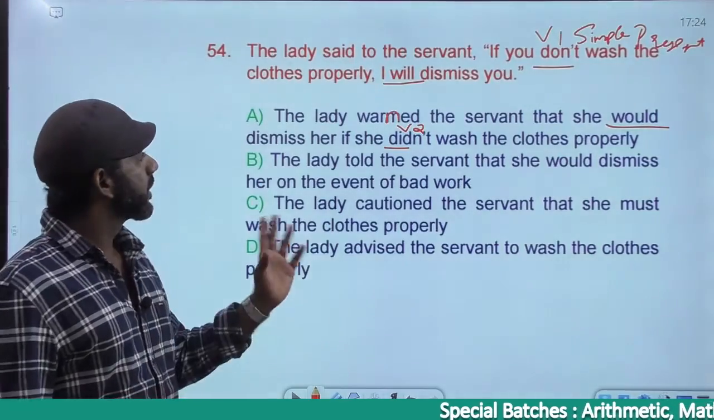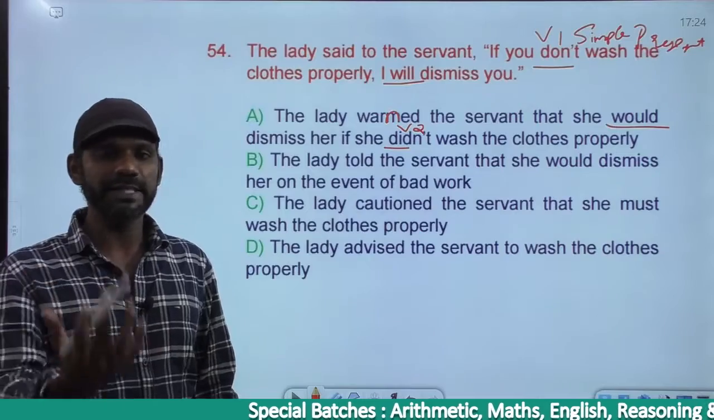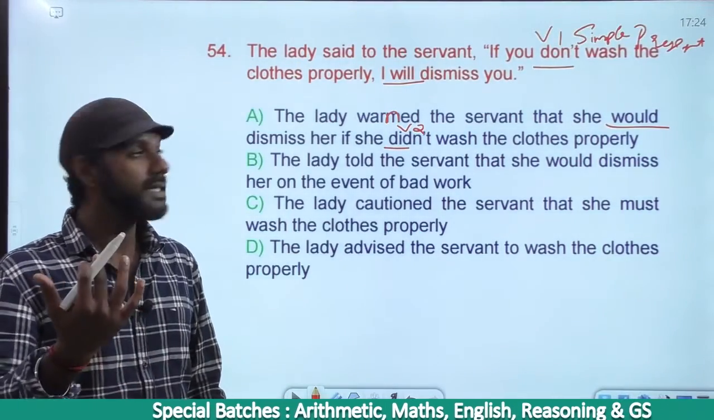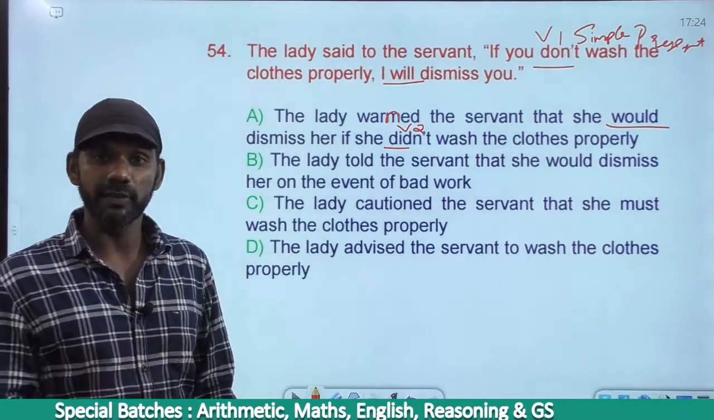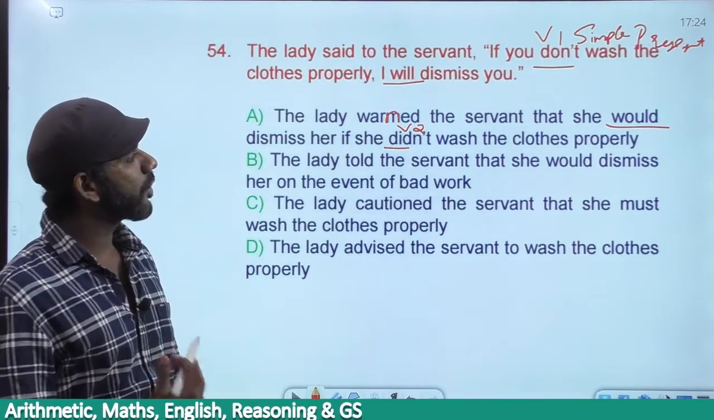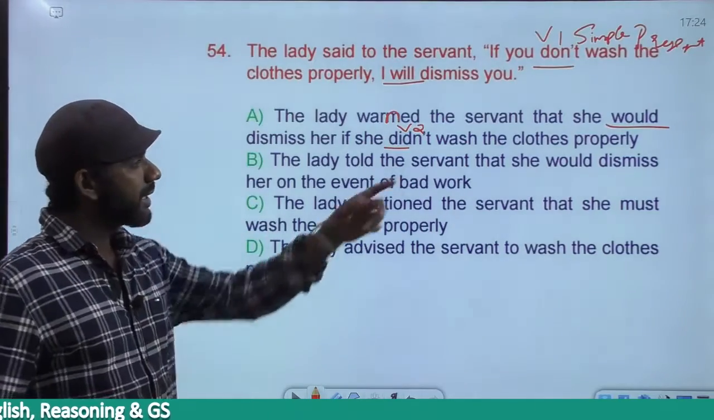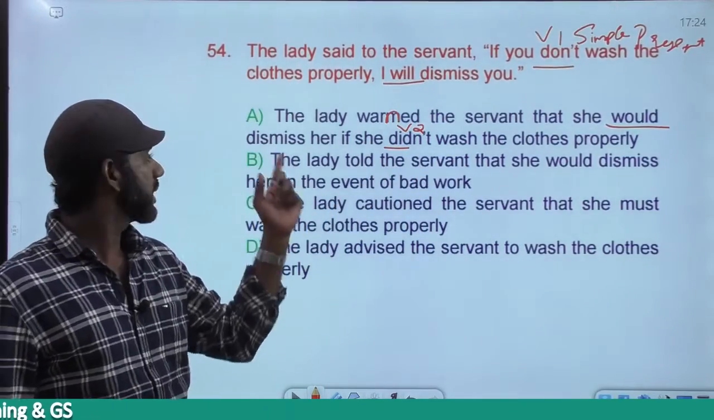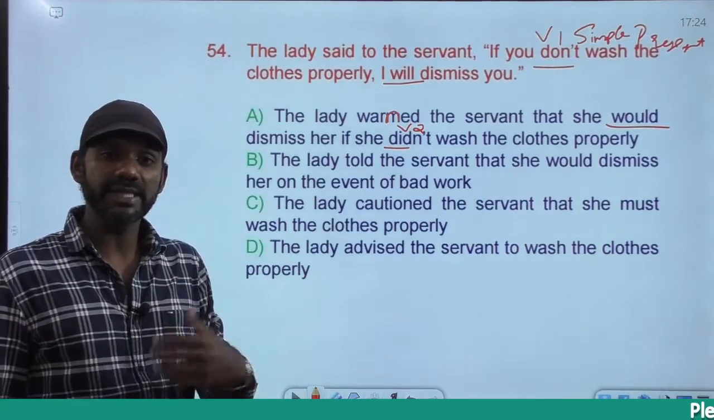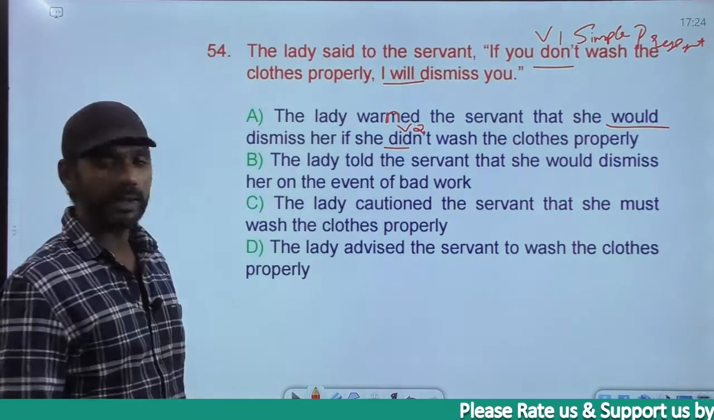Same thing. So the lady warned the servant. It is a warning. If you don't wash the clothes properly, I will dismiss you. It's a warning given by the lady to the servant. So warned must be agreed to. The lady warned the servant that she would dismiss her. Will became would, and it's always would plus V1 plural. Dismiss is V1 plural. Dismisses is singular. She would dismiss her if she didn't wash the clothes properly.